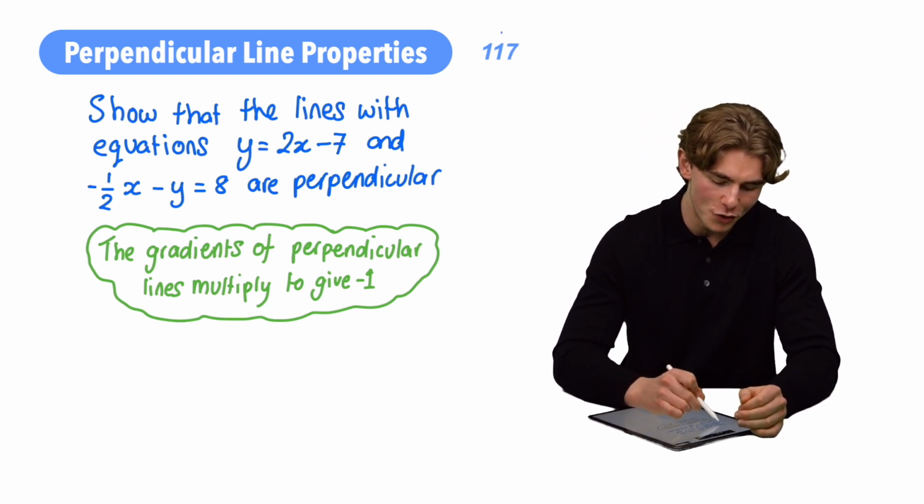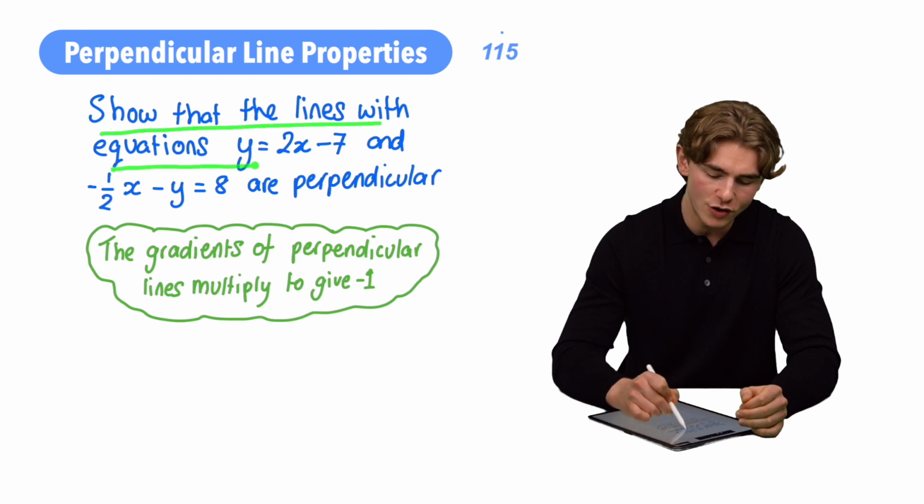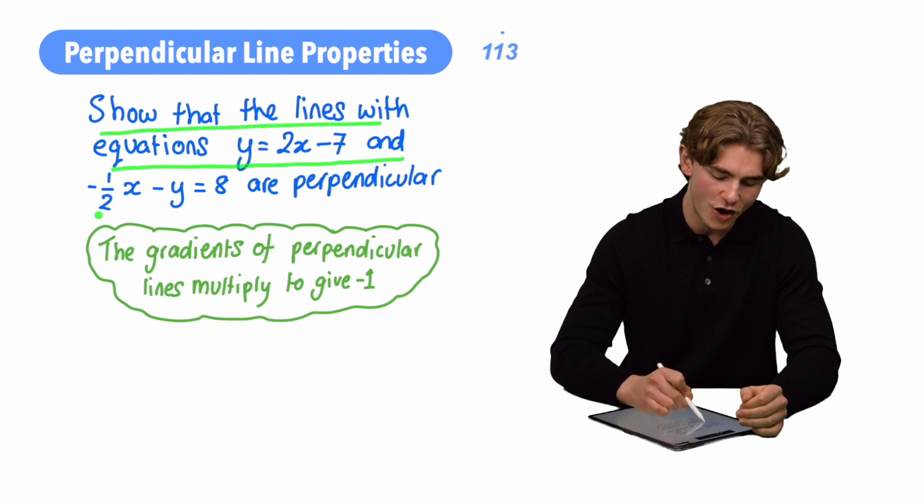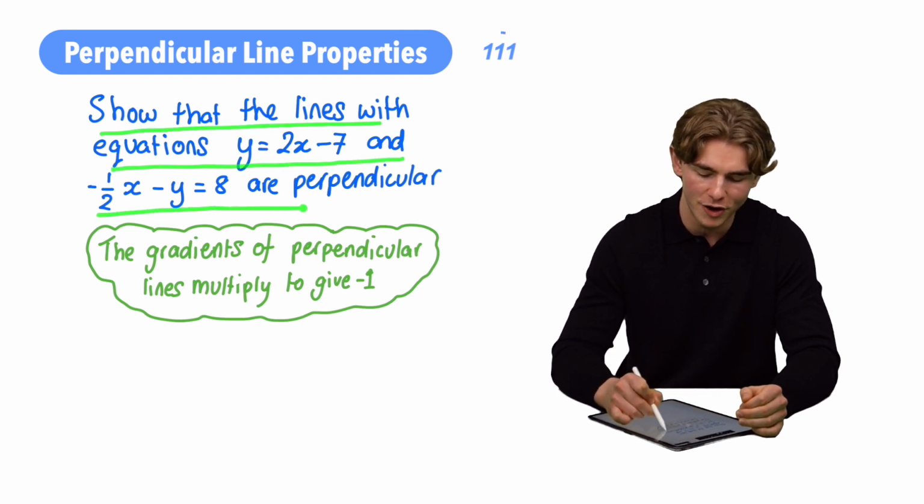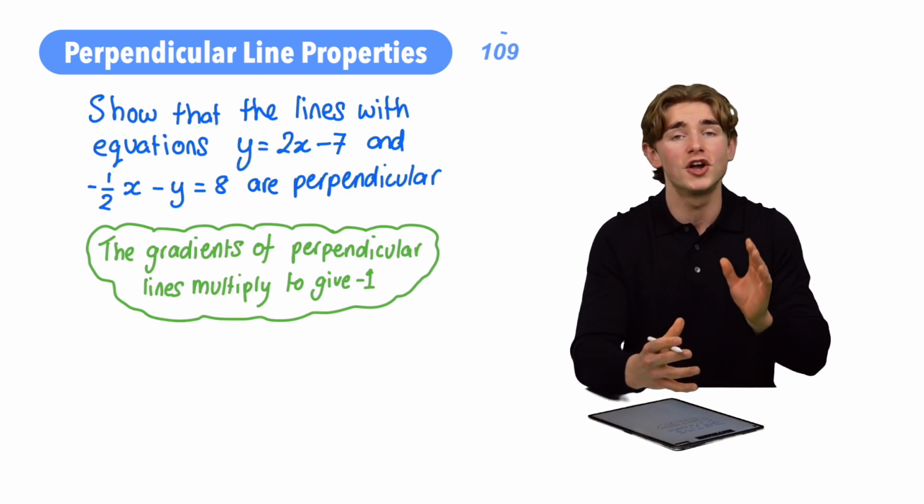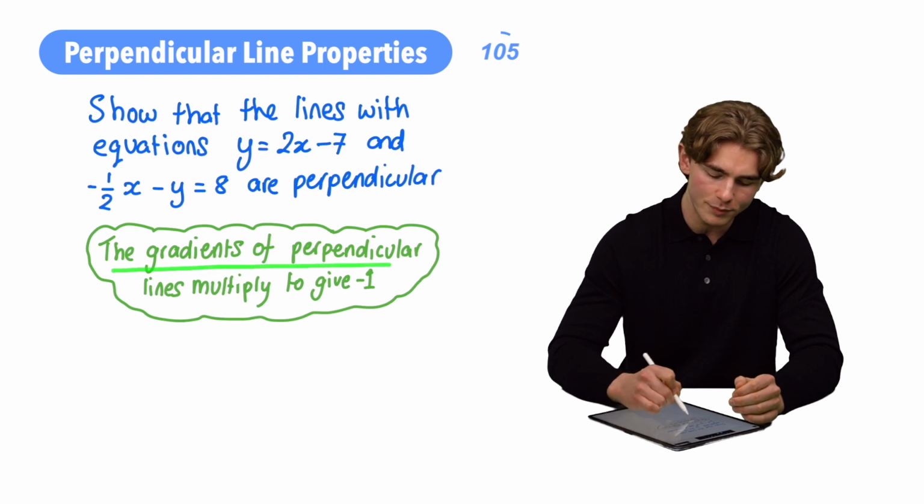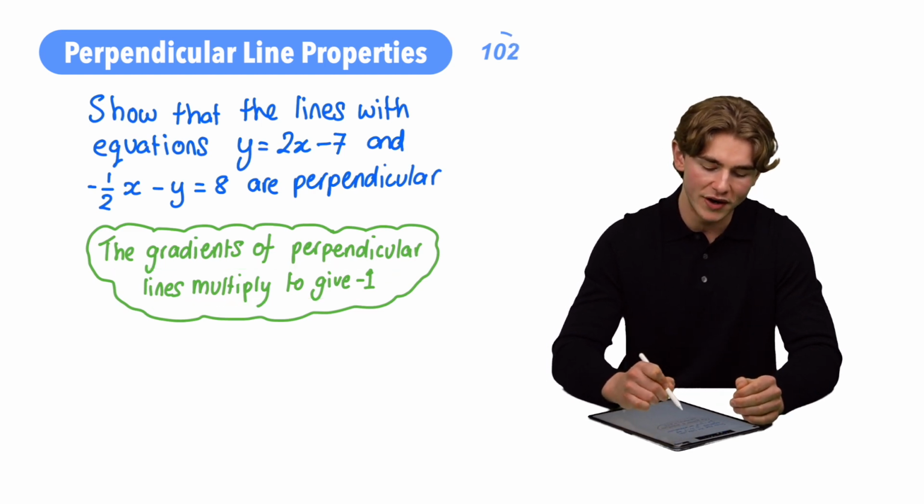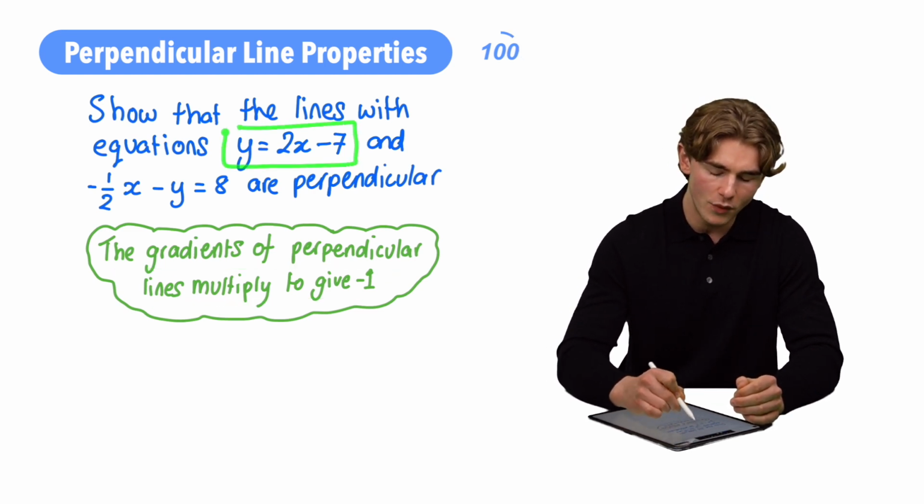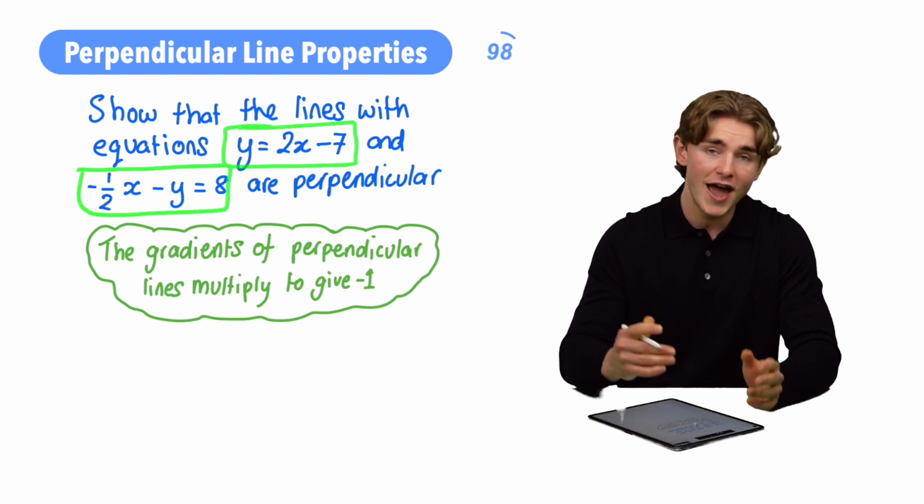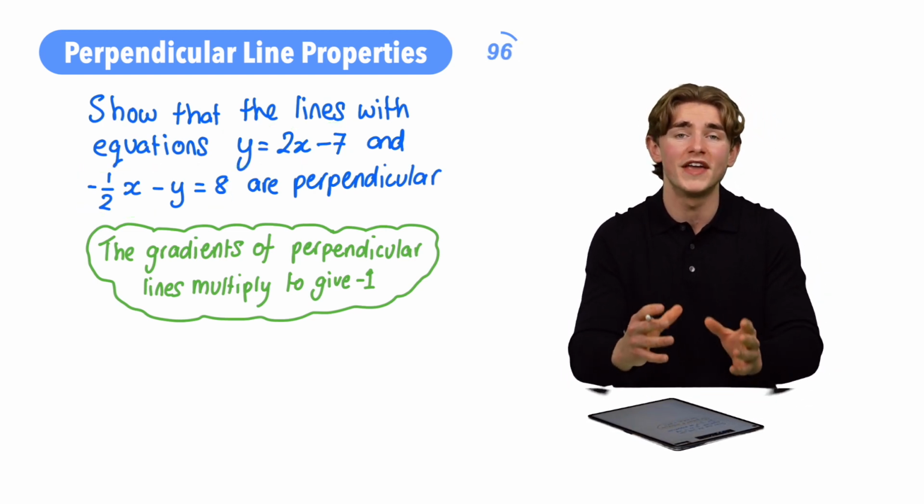The question says, show that the lines with equations y equals 2x minus 7 and minus a half x minus y equals 8 are perpendicular. Guys, what are we going to do? We're going to use the fact that for perpendicular lines, the gradients multiply to give -1. So we're going to find the gradient of our first line, find the gradient of our second line, and show that when we multiply them, we get -1.